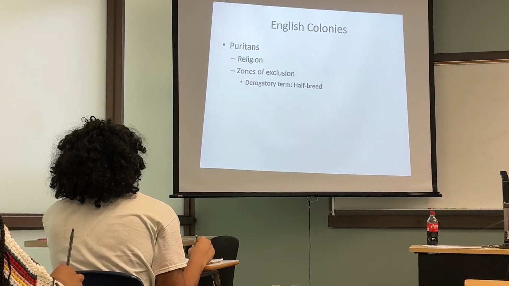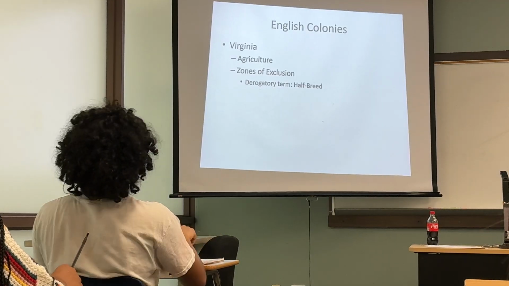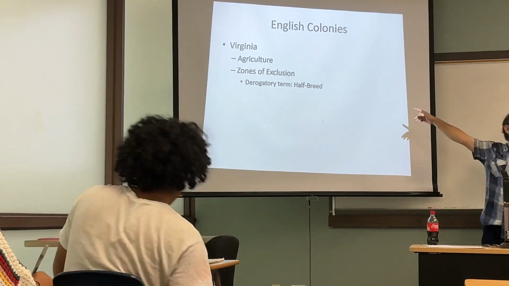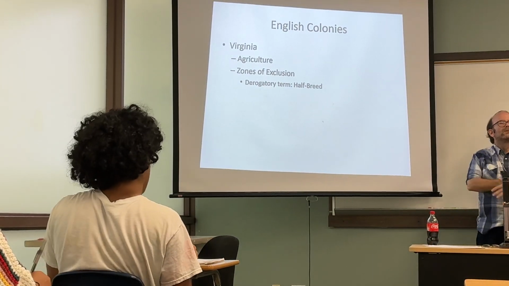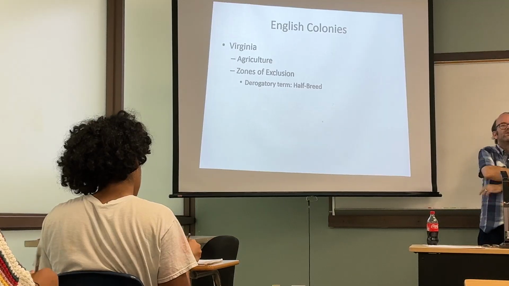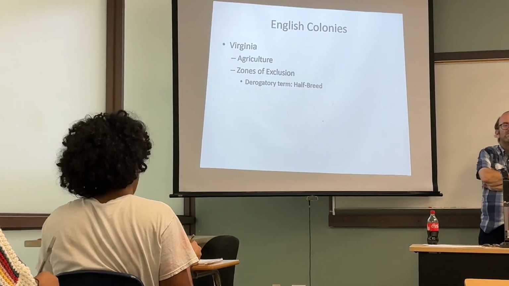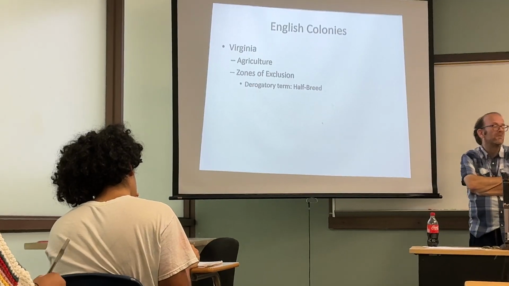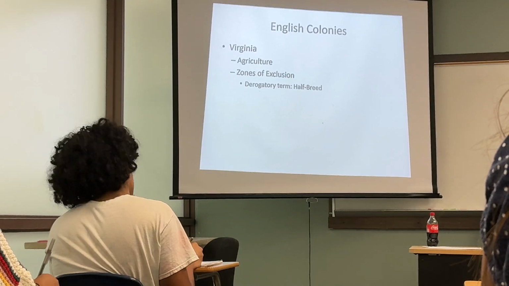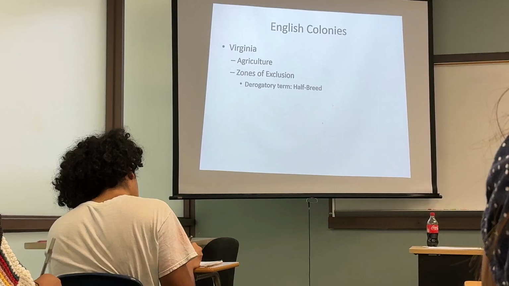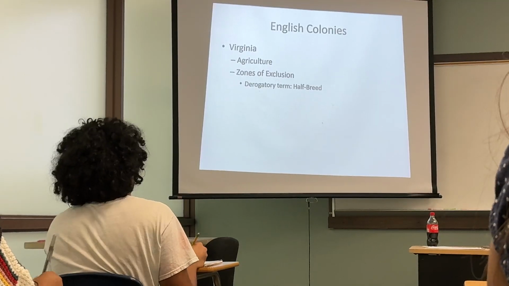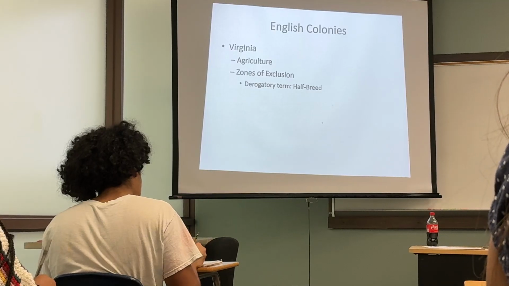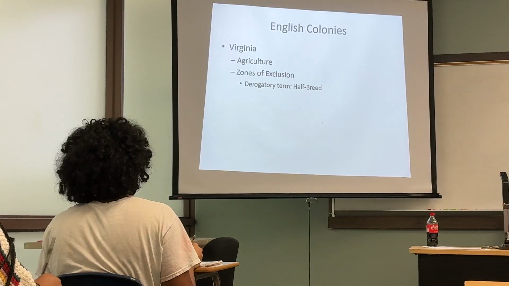Let's travel south. Virginia. Reason for coming? Well, okay. The long-term reason for being there, they're all about agriculture. Not the original reason for coming, but that becomes a thing, right? Tobacco. But once again, it's an English colony, so we see zones of exclusion, and the use of the derogatory term, again, half-breed.